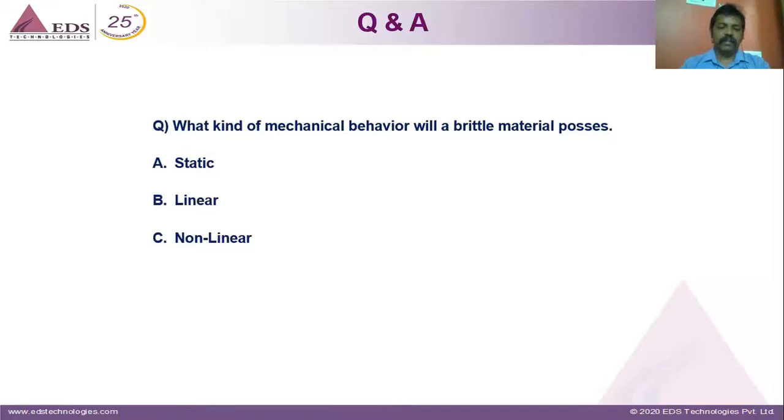So why not non-linear? A brittle material generally, if you try to apply the load, the material would try to withstand, and all of a sudden after the yield, the material will never try to enter into the plastic region. Plastic region is where your material would try to bend, and then it will keep bending. It will not come back to its original shape.